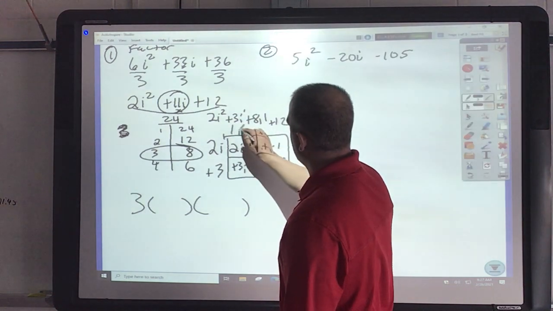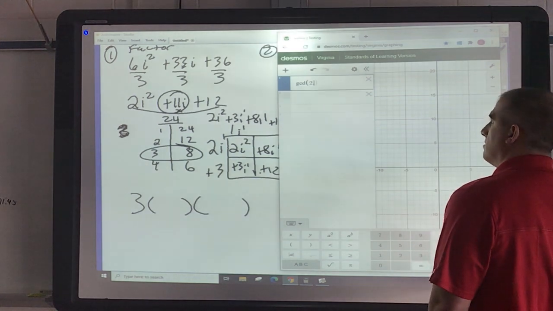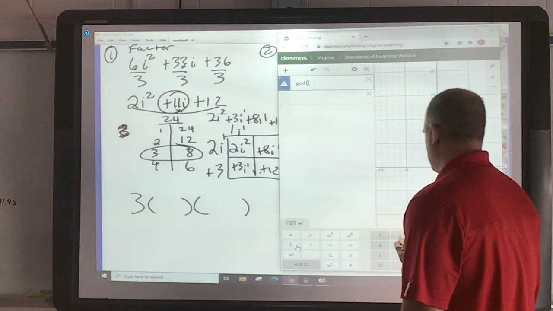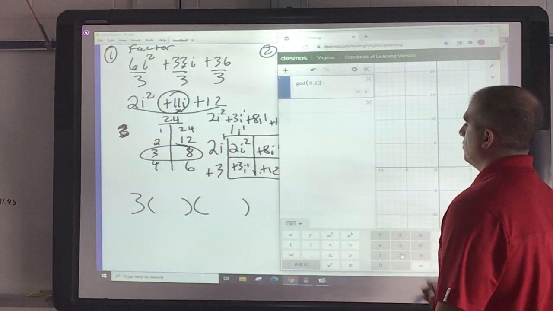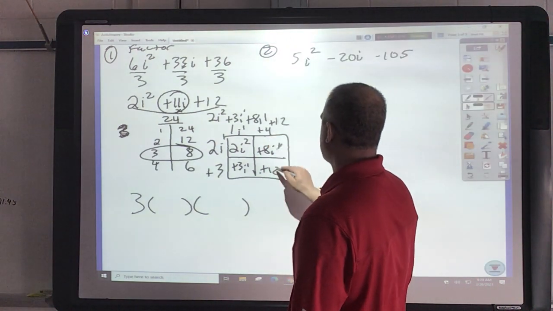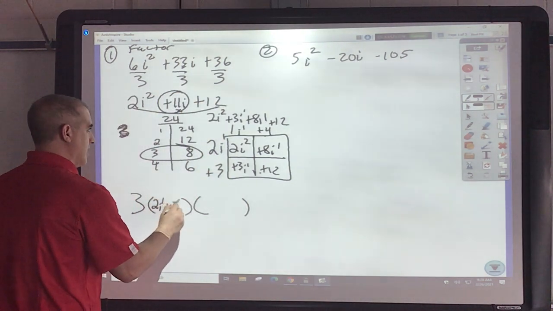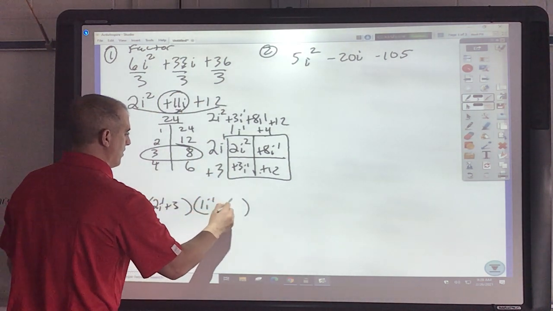They both have i, smallest exponent is 1. Now 8 and 12 is 4. Since that's a plus, it's a plus 4 there. This has an i, this doesn't. So my final factors are 2i to the first plus 3, and i to the first plus 4.